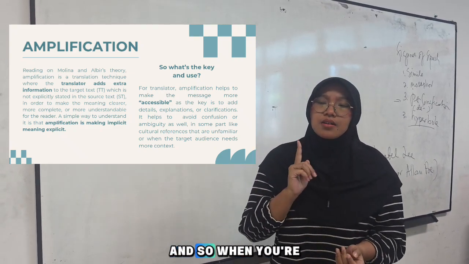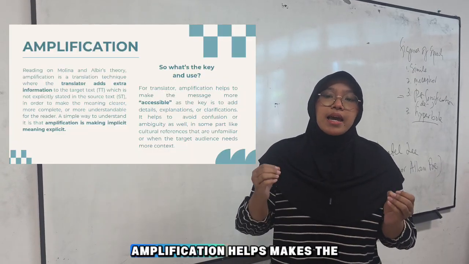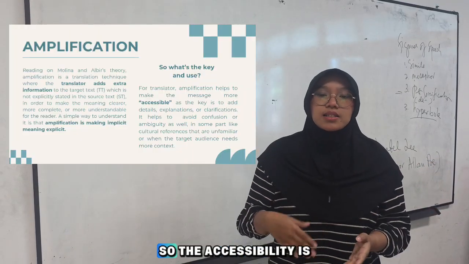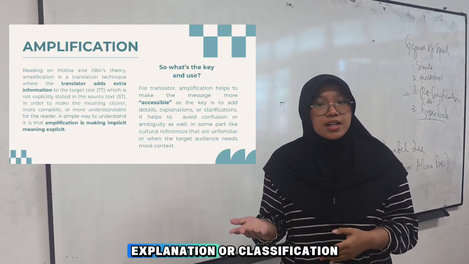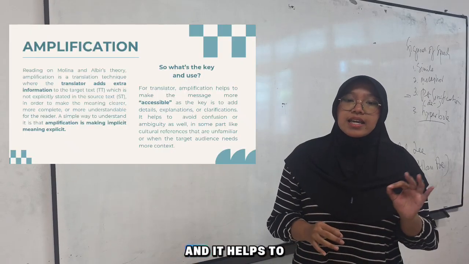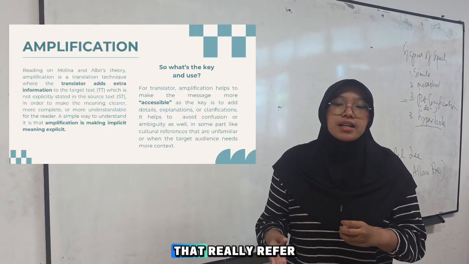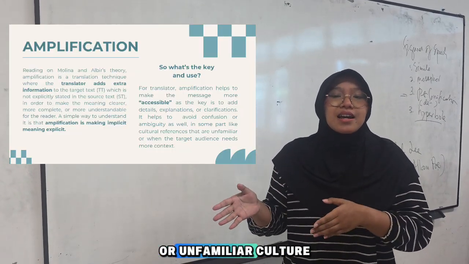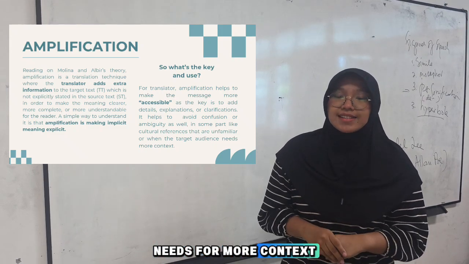And when you're asking what the key is and what the use is, amplification helps make the message more accessible. So accessibility is the key: adding details, explanation, or clarification. It helps to avoid ambiguity, or parts that reference an unfamiliar taste or unfamiliar culture, where the target audience needs more context.